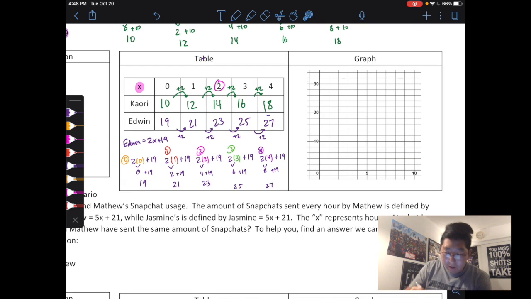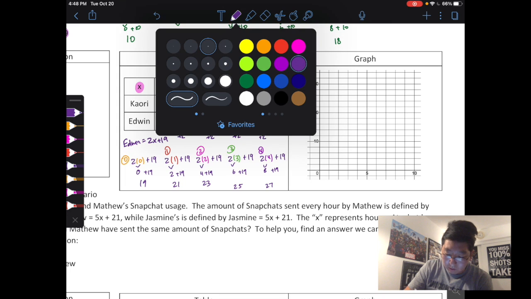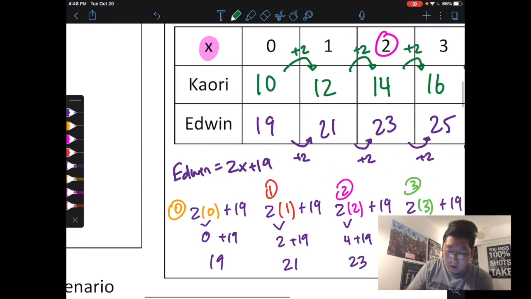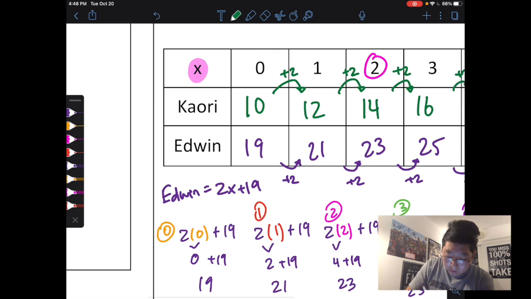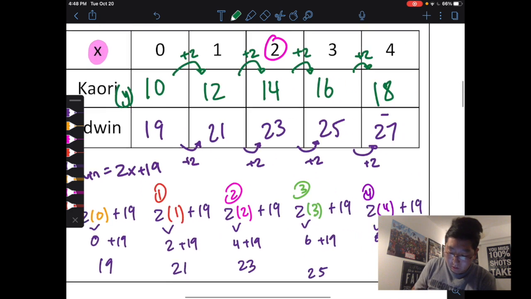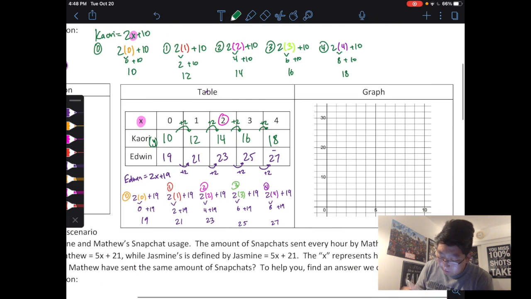So, to graph this, I'm going to take the x value of Coyote, and remember his color was green, so I'm going to use green. So, when x is 0, this is going to be the y. Y is going to be 10. So, 0, 10. He started off.